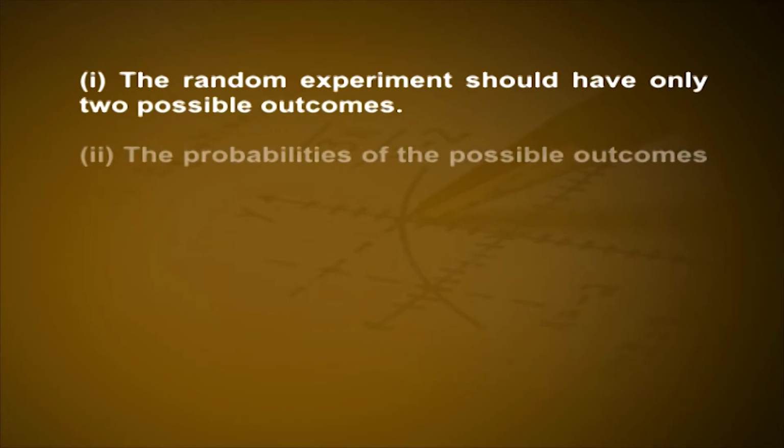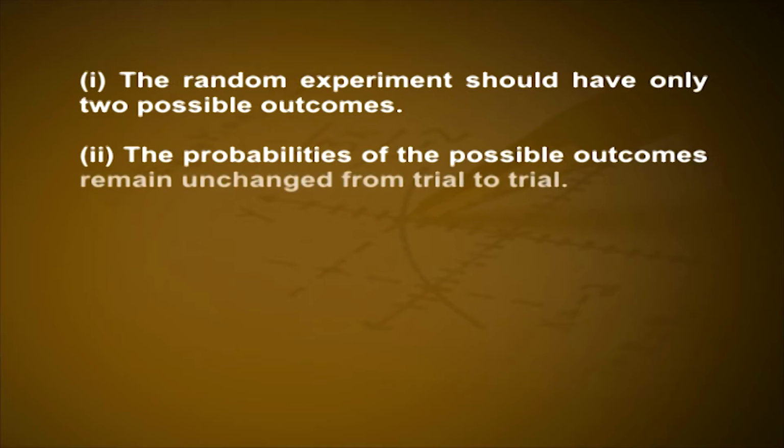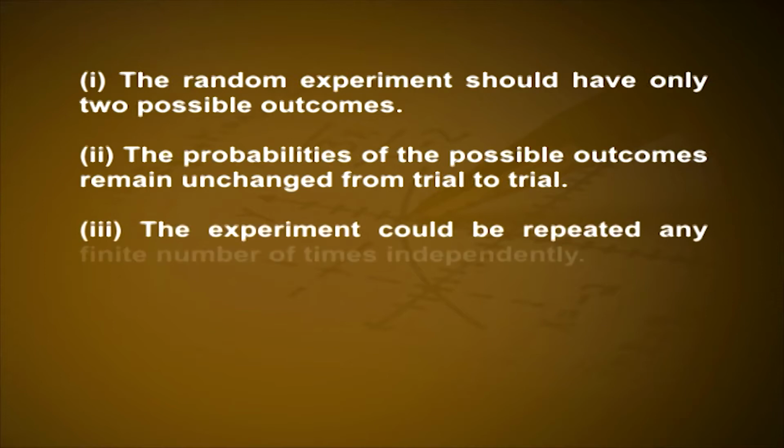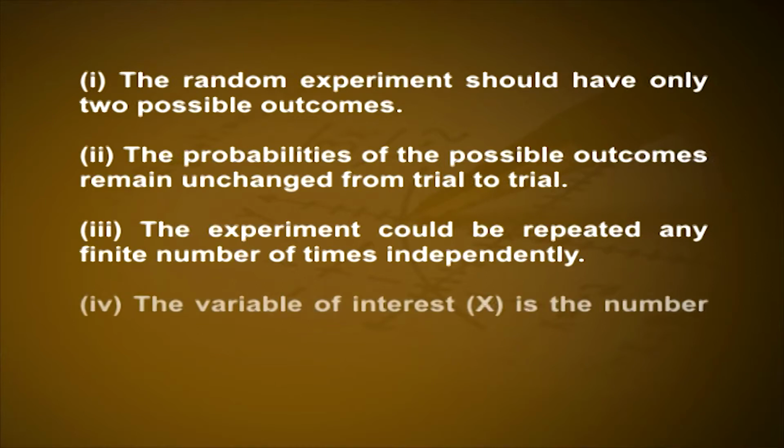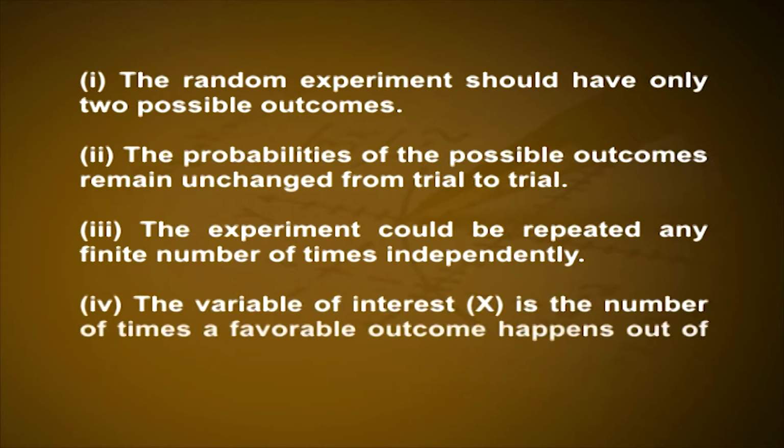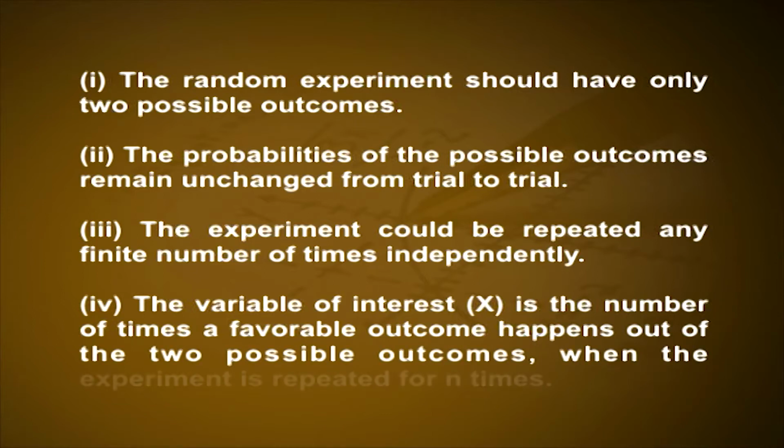Under the following situations, one can make use of binomial distribution. 1. The random experiment should have only two possible outcomes. 2. The probabilities of the possible outcomes remain unchanged from trial to trial. 3. The experiment could be repeated any finite number of times independently. 4. The variable of interest x is the number of times a favorable outcome happens out of the two possible outcomes when the experiment is repeated n times.